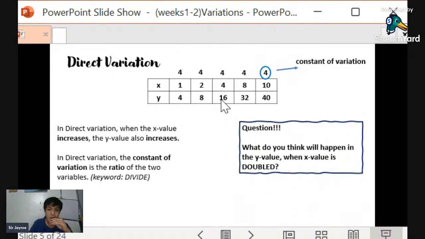Now, I have a question for you. Question: what do you think will happen in the y value when x value is doubled? And we are talking about direct variation. So again, what do you think will happen in the y value when x value is doubled? Anyone in the comment section?